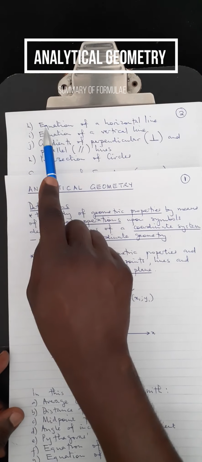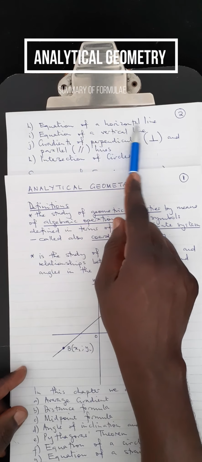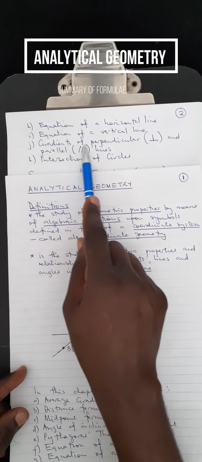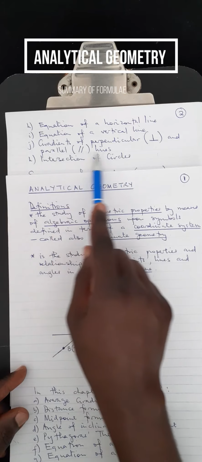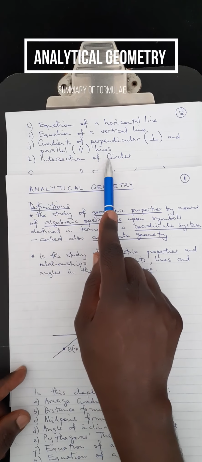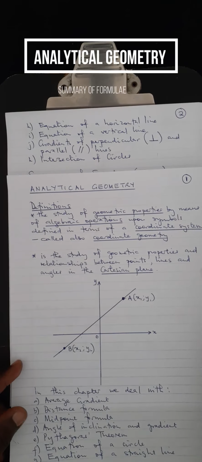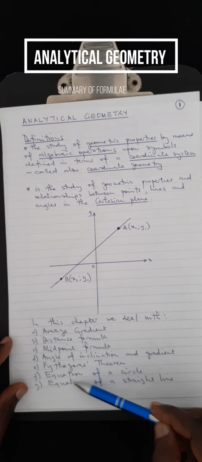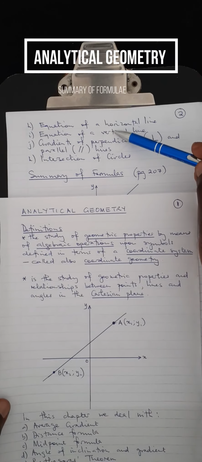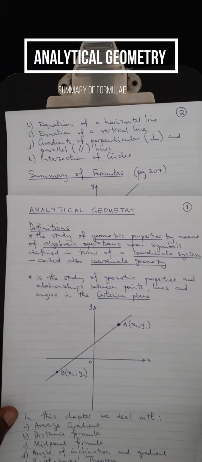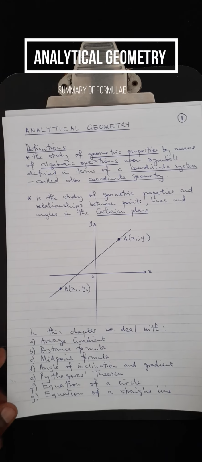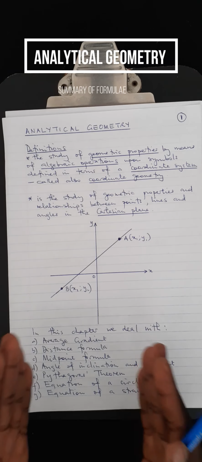Also, we will talk about the equation of a horizontal line, the equation of a vertical line, and the gradients of perpendicular and parallel lines, as well as the intersection of circles. So these concepts, 1, 2, 3, 4, 5, 6, 7, 8, 9, 10, 11, are very key to understand in analytical geometry. So basically that's what we will be getting into.